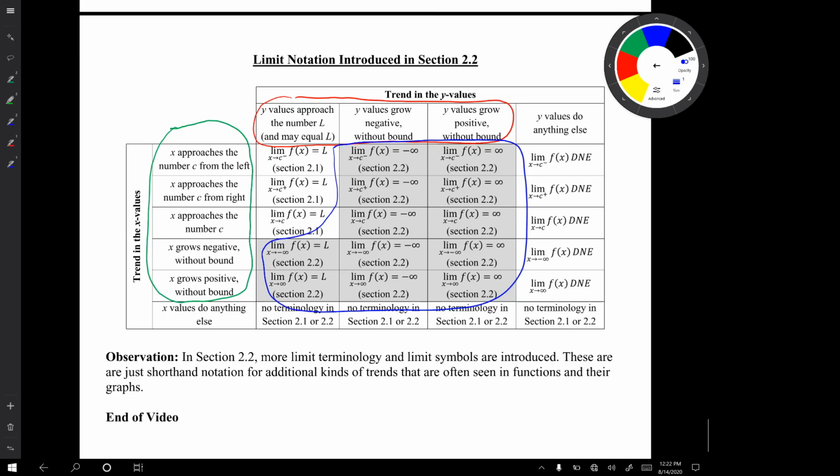So our idea of limit now is that we have abbreviations for all of these situations. Some of those abbreviations were discussed in section 2.1. Some of them were discussed in section 2.2.